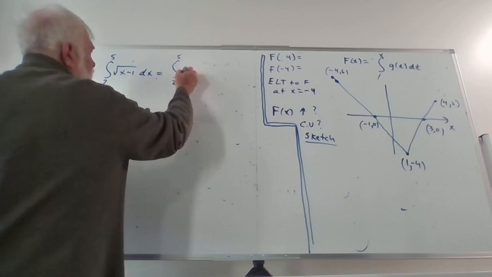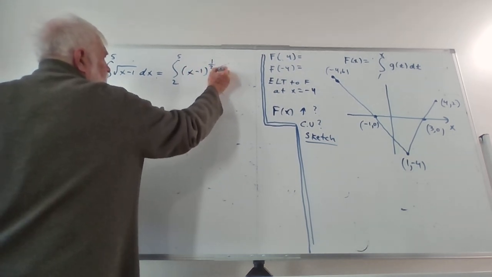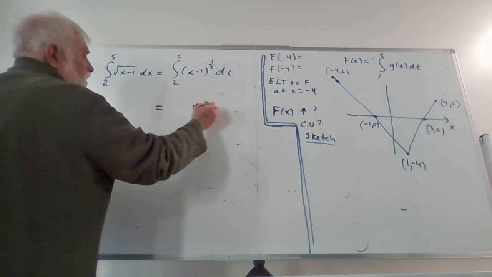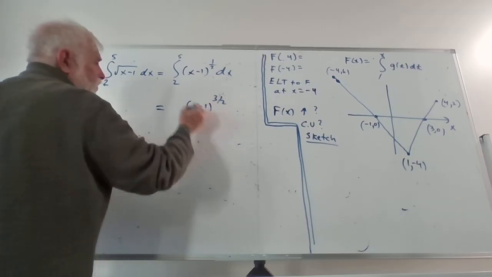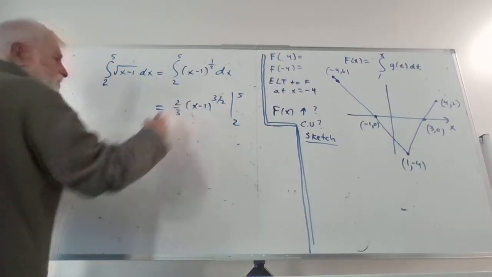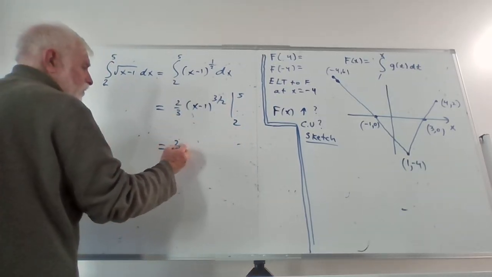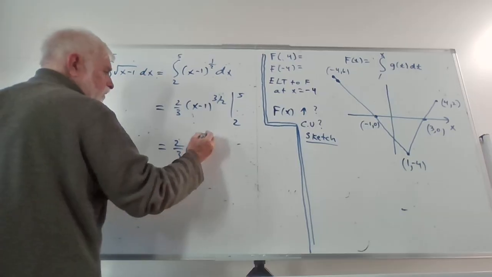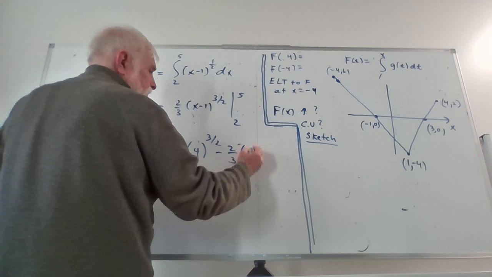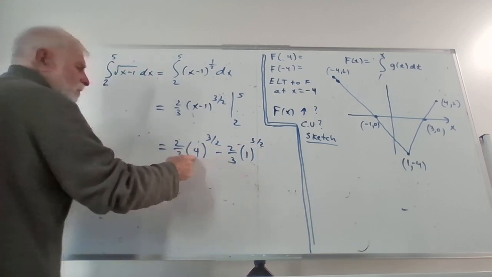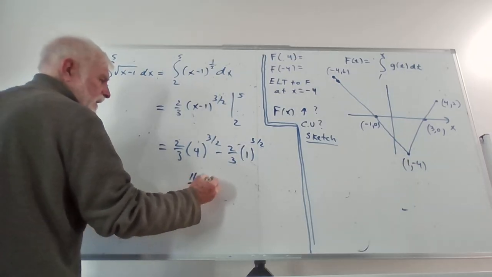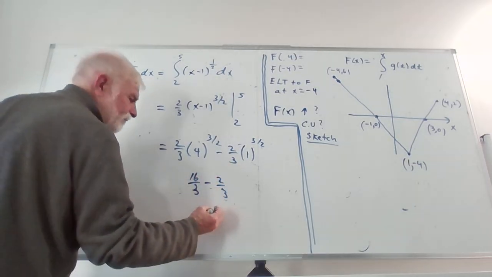Lost my train of thought already. Oh yeah, x minus 1 to the 1/2 dx. That's easier to integrate from that perspective. So we have x minus 1 to the 3/2, dividing by 3/2 gets us 2/3, from 2 to 5. Substituting in 5 gets us 2/3 times 4 to the 3/2, minus 2/3 times 1 to the 3/2. Square root of 4 is 2, 8, 16/3, 16/3 minus 2/3. And that's the problem you did yesterday.